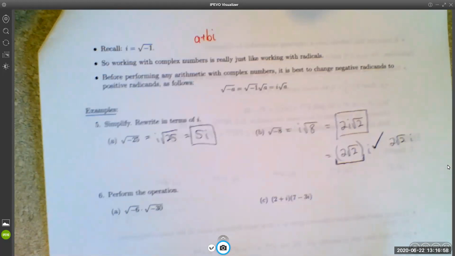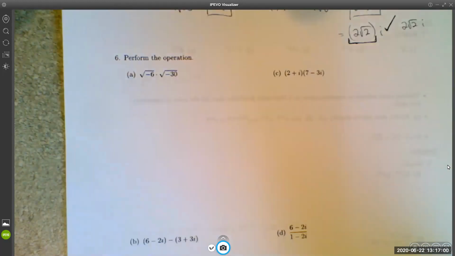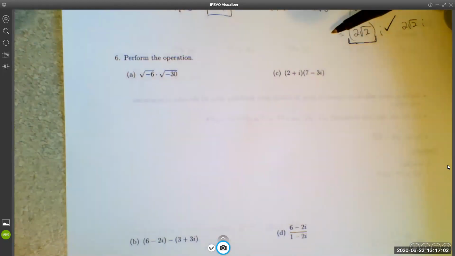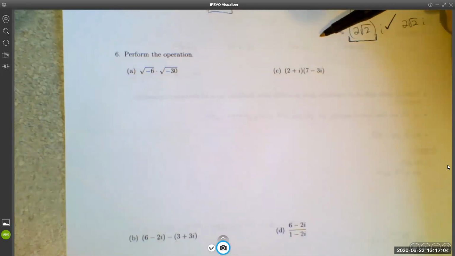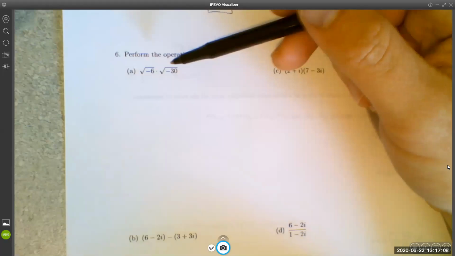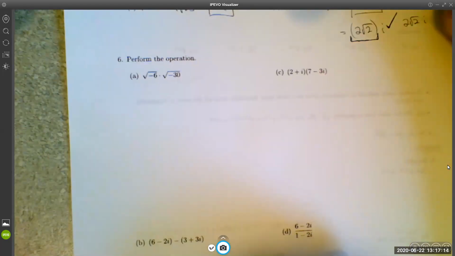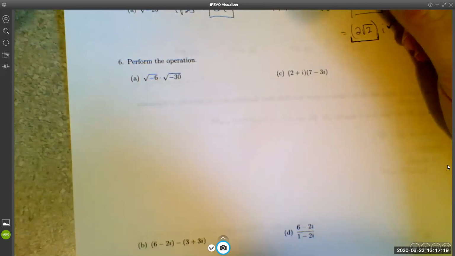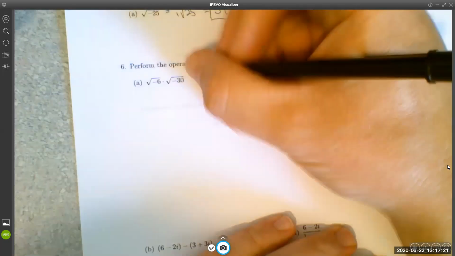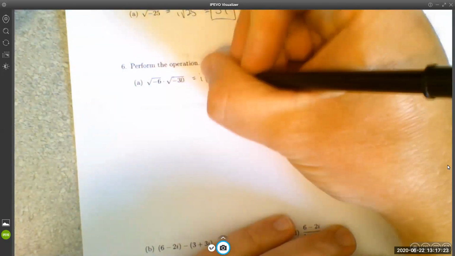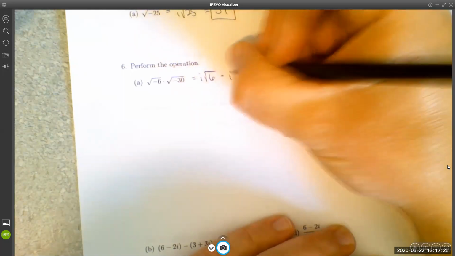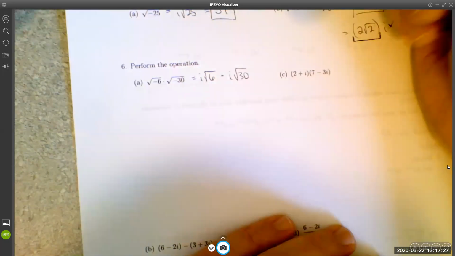Okay, let's practice. Root negative 6 times root negative 30. Now remember my warning. You shouldn't perform any arithmetic until you've already rewritten the negative radicand as a positive radicand. I'll show you why, but let's do it the correct way first, and then I'll show you the incorrect way. So the correct way to do this would be to say this is i times the square root of 6 times i times the square root of 30.